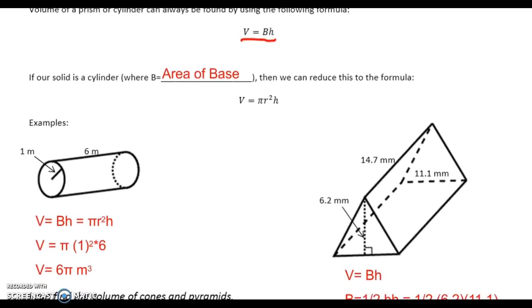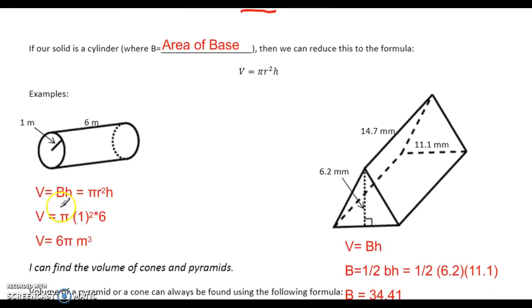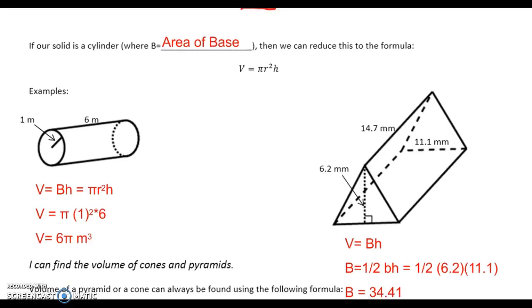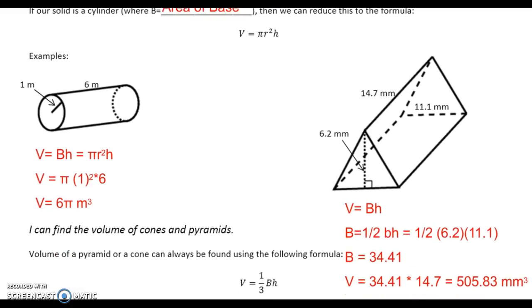So here, I give you a cylinder. I know volume equals area of the base times the height. Well, the base in this case is a circle, so I can plug in pi r squared for my capital B and multiply that by the height. Well, in this case, r is 1, h is 6, so I end up getting volume equals 6 pi meters cubed. On the other diagram, we have a triangular prism where volume equals base times height.